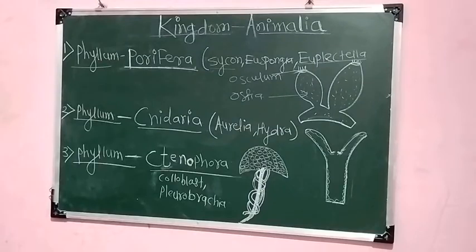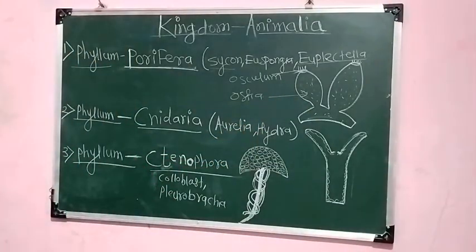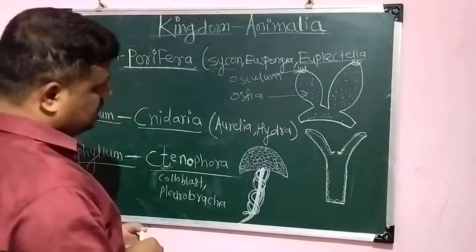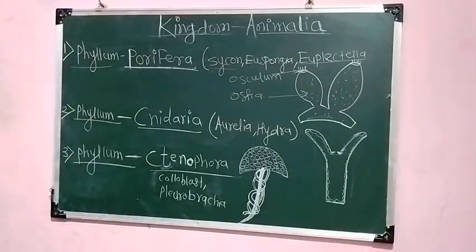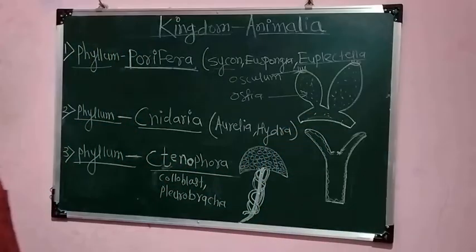Then the water is circulated through a canal system that is called as spongocoel. It is lined by collar cells. Okay, collar cells, and the body is basically supported by calcareous or siliceous spicules. I repeat my sentence. These animals are basically aquatic. Their spongocoel is lined by collar cells, and their body is mainly supported by calcareous or siliceous spicules.